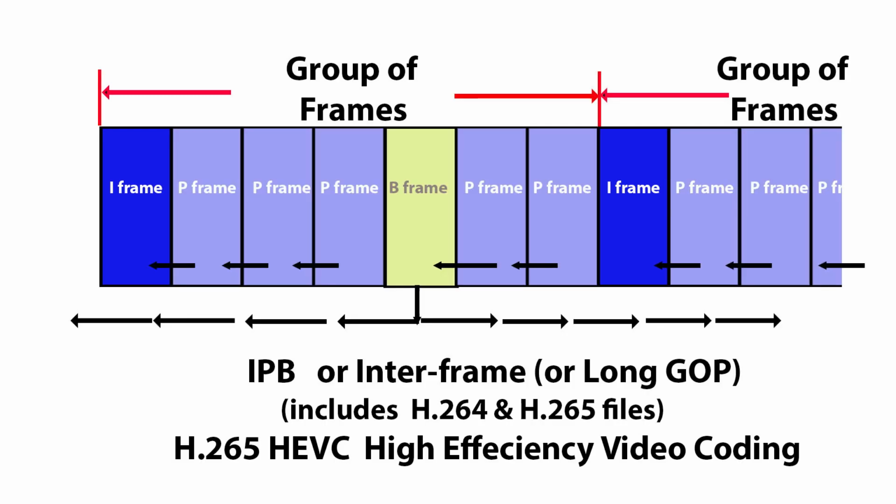H.265 is often referred to as HEVC or High Efficiency Video Coding. It is based on the same principles as H.264, but is generally more efficient, producing smaller files but requiring more processing power to encode and decode it. And therein lies the problem for the video editor.